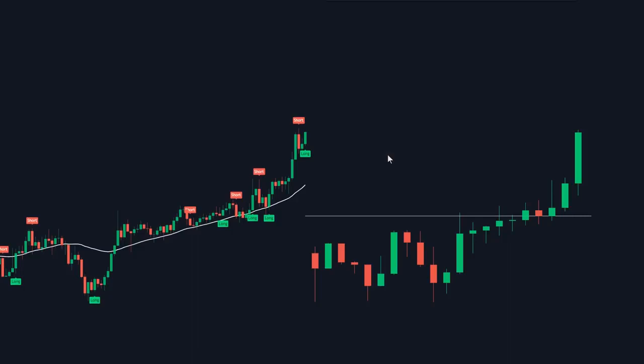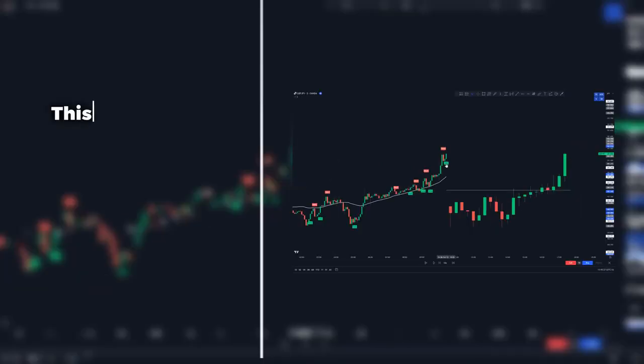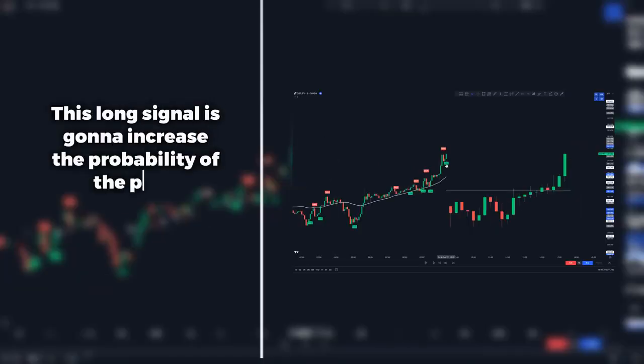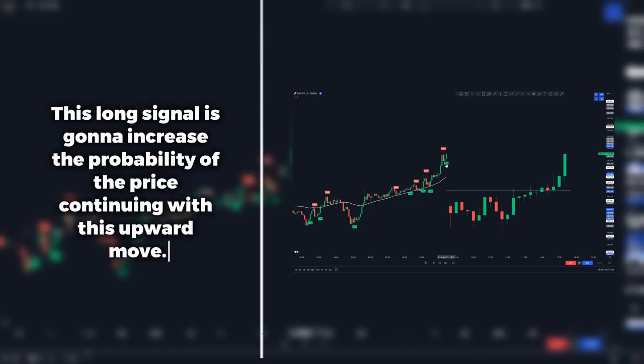To take a long trade, first, the price should be trading above the white moving average to indicate that the market on the 5-minute time frame is in a bullish trend. Second, we need the Twin Range filter to print a long signal. This long signal is going to increase the probability of the price continuing with this upward move.